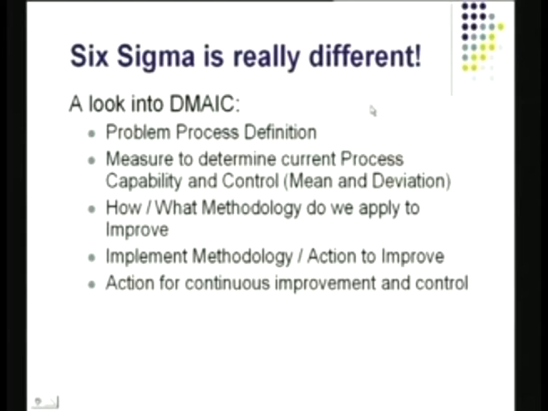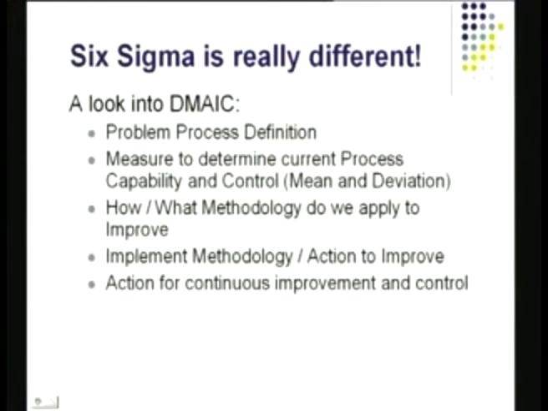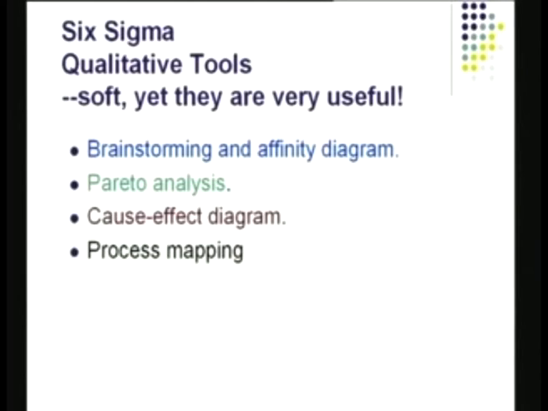It's very different from the traditional way of trying to manage quality, monitor quality, and improve quality. It begins with a problem and a process definition. It uses measurements. It uses a systematic methodology which has been proven out. It implements that methodology to make sure actions are there to improve this. It incorporates continuous improvement, and also it very much looks forward to control.